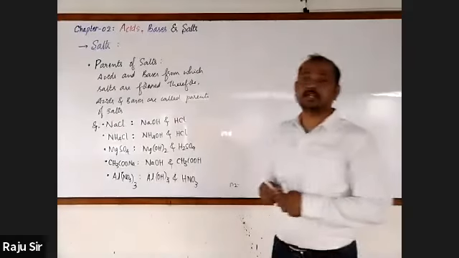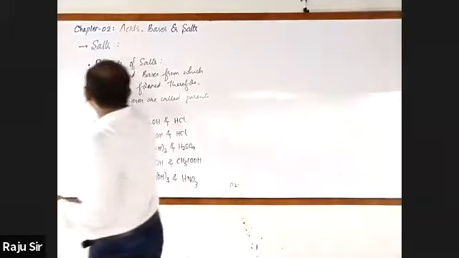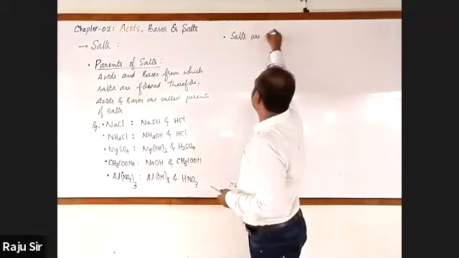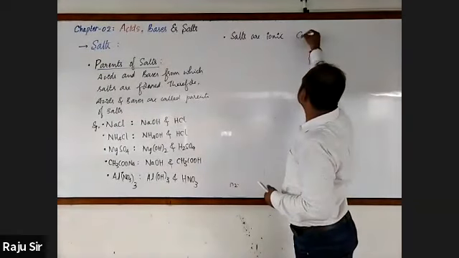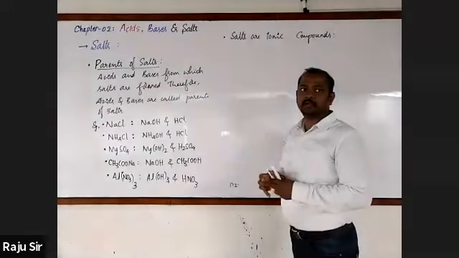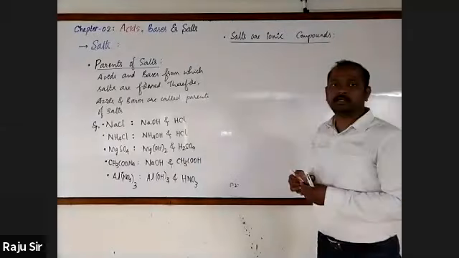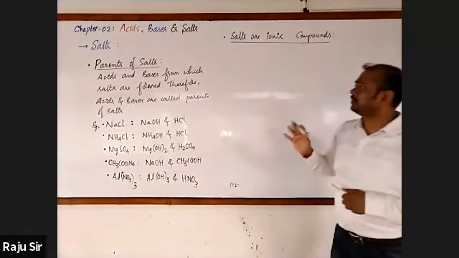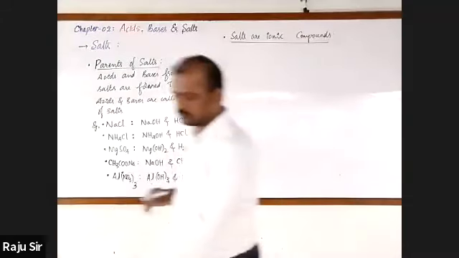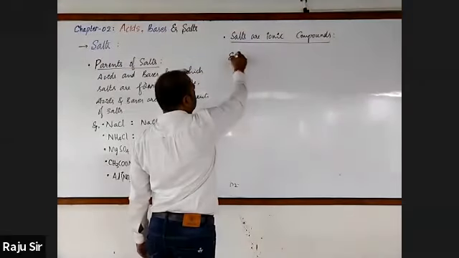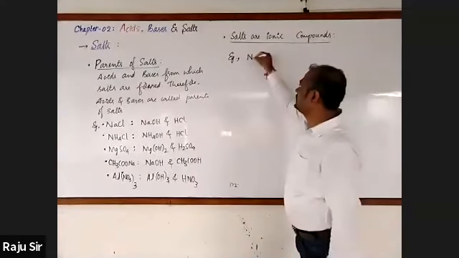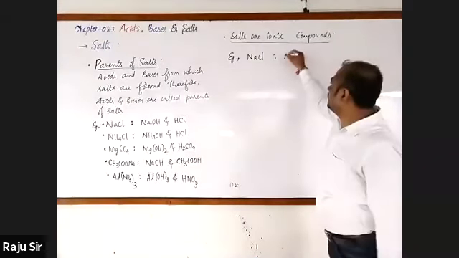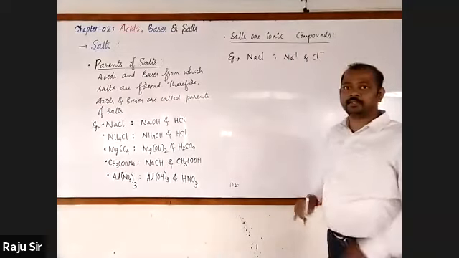And we also know that salts are ionic compounds, as they contain ions. Now, let us write the ions present in some salts. Here I'll write the examples directly. NaCl, the ions present in the salt: Na+ and Cl-.